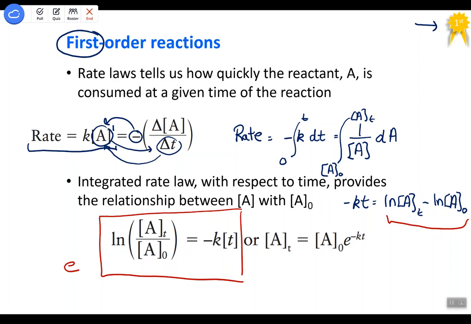Well, if we wanted to take e to both sides, we could rearrange to this formula on the right. These are exactly the same, they're just rearranged differently. What we have here is the integrated rate law. This allows us to monitor and track and plot the concentration of A according to time as the reaction proceeds, as we use up A and produce our products.